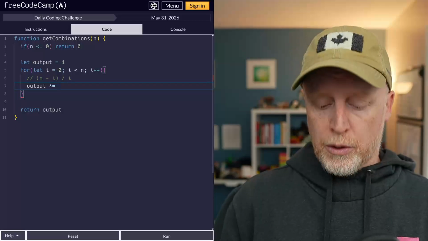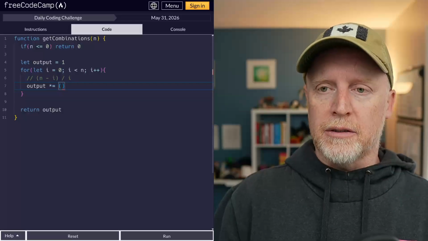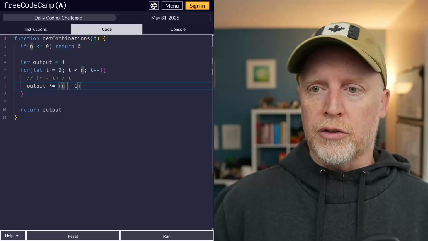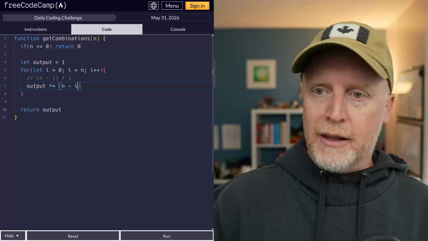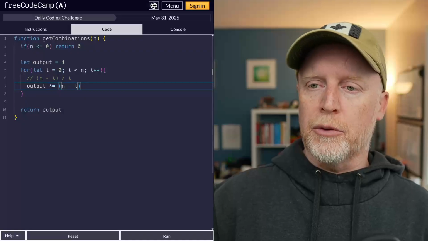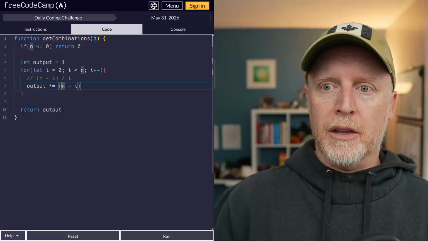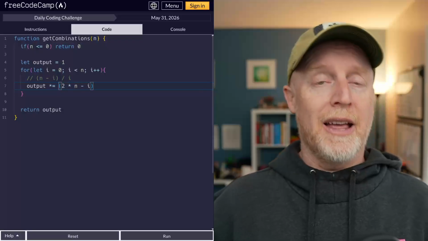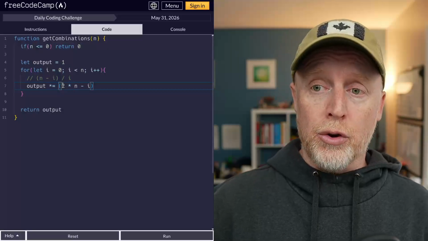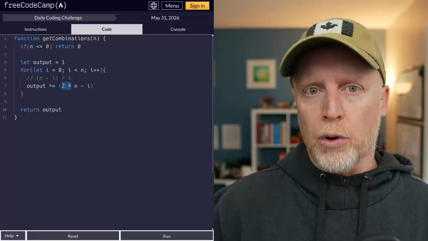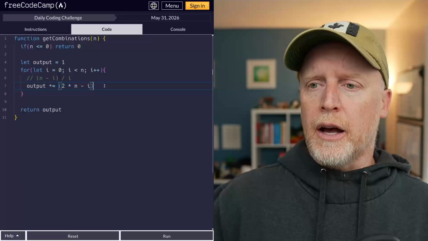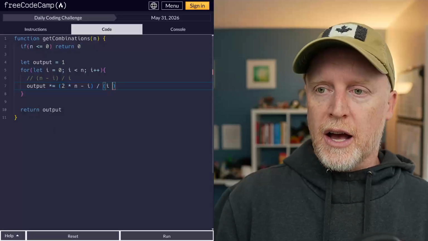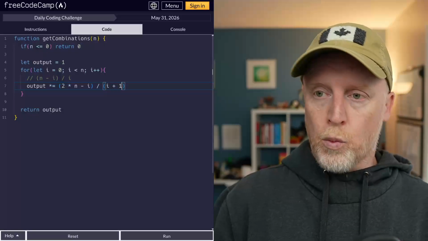In this case, it will be, instead of n minus 1, or sorry, n minus i. I keep seeing a 1 here for some reason. But instead of n minus i, we're going to go 2 times n minus i. And that 2 is kind of what makes all of this work, okay? And then, of course, we divide by this one, which is i plus 1, okay?